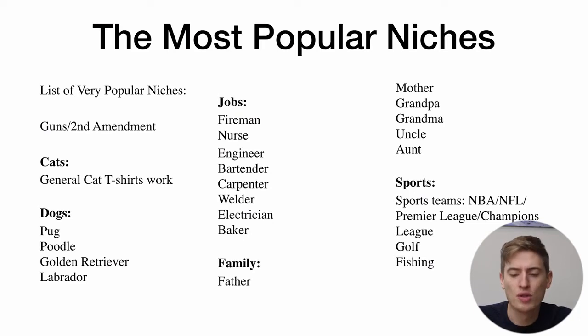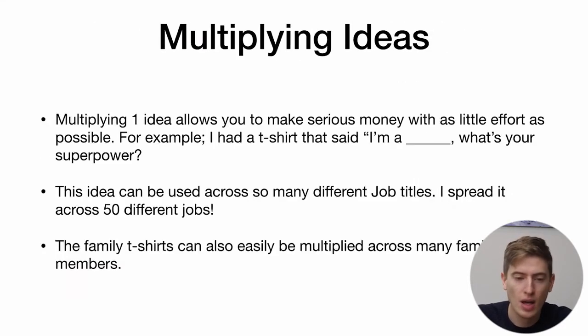And then you've got some sports, so you've got teams like NBA, NFL, Premier League, Champions League, and you've got golf and fishing. Now, in terms of sports teams, avoid those. Do not do those because they are all trademarked. But in terms of the actual sport, like basketball, football, golf, fishing, they all work brilliantly.